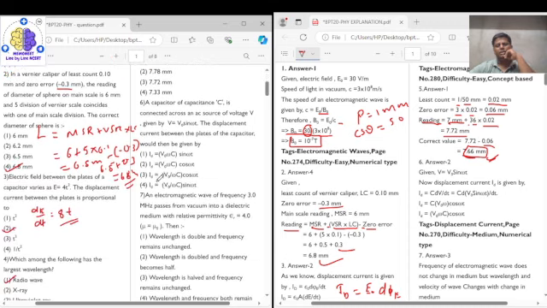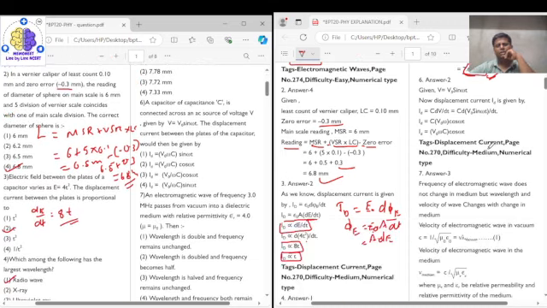Now coming to question number 6. Question number 6 says that a capacitor of capacitance C is connected across a source of voltage V given as V is equal to V naught sin omega t. The displacement current between the plates of the capacitor would be given by, right? For the displacement current in the case of a capacitor, it is given as i_d is equal to C dV by dt. C is the constant, and to calculate dV by dt we have to differentiate V naught sin omega t. It would result in V naught omega cos omega t.